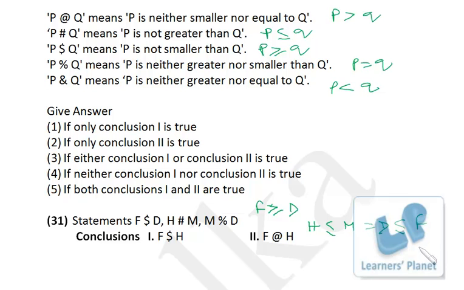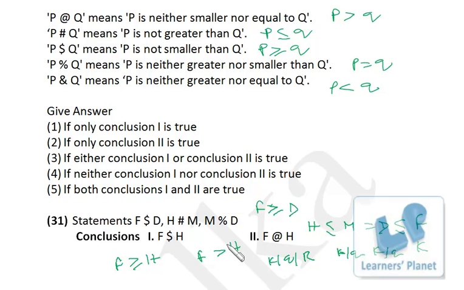Now F can be king, this can be king or queen, this can be king or queen, this can be king or queen or a rook. Okay. Now F dollar H, that means F is greater than or equal to H, and F at the rate H, that means F is greater than H.